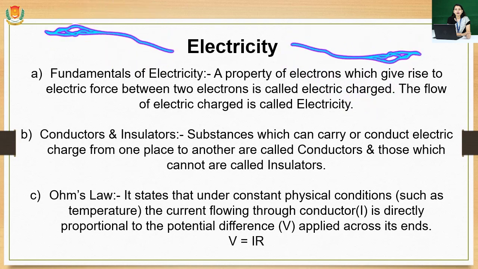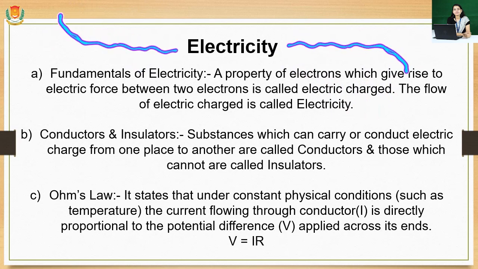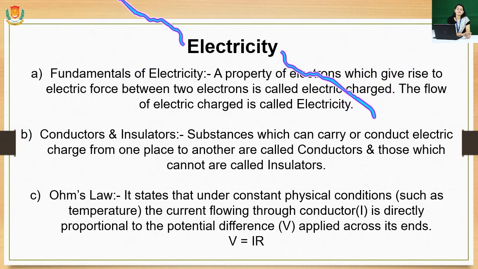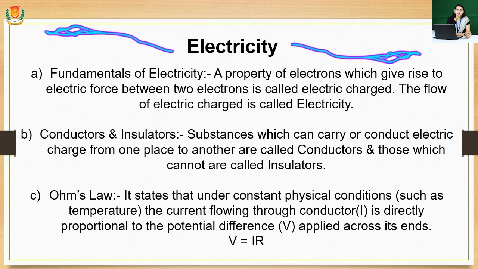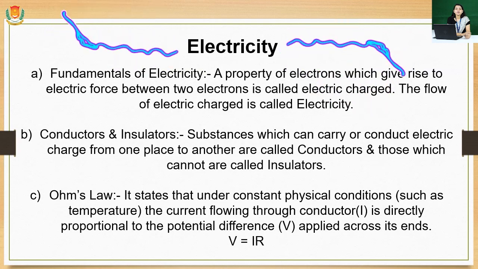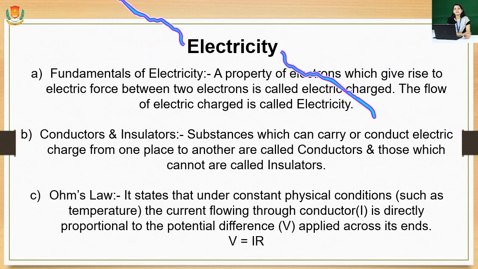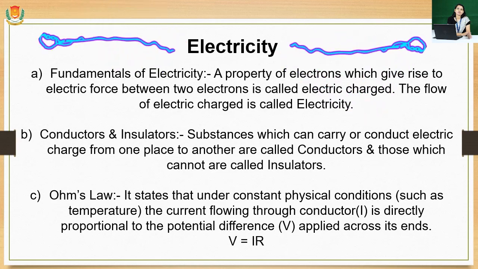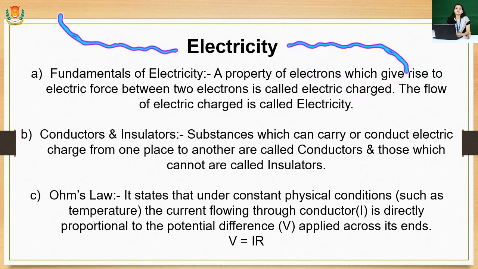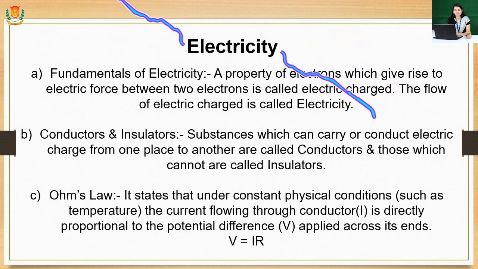Now there are certain terms like conductors and insulators. Substances which can carry or conduct electric charge from one place to another are known as conductors, and a very good example of a conductor is metals, while insulators are just the opposite of conductors. Insulators do not have the property of carrying electric charge from one place to another.